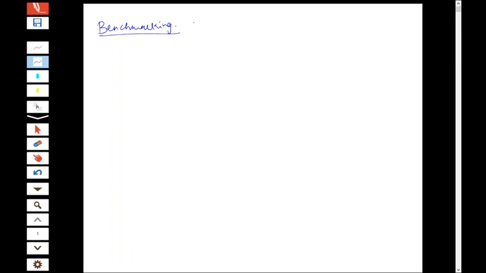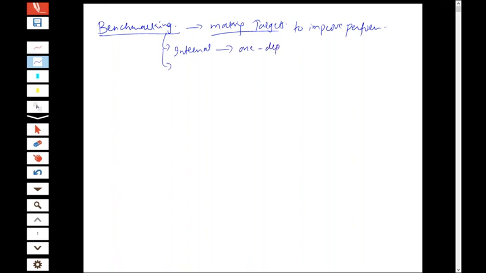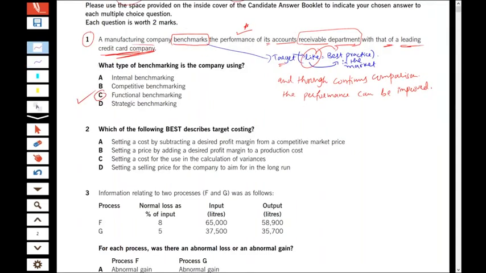Benchmarking means making targets to improve performance. Now, there is internal benchmarking, and internal benchmarking means within the organization, that is, from one department to another. This is internal benchmarking. Next is competitive benchmarking.